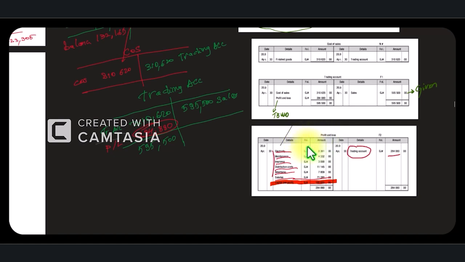So as you can see, for the profit and loss, the trading account will provide you what? The profit. Actually it's a profit because remember, the sales was greater than the cost of sales. So the profit is 284,000 rand. Now we want to find out what is the actual net profit. So we are minusing these: electricity, maintenance, insurance, distribution costs, advertising, salary.